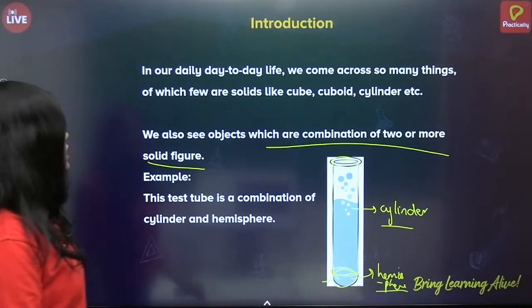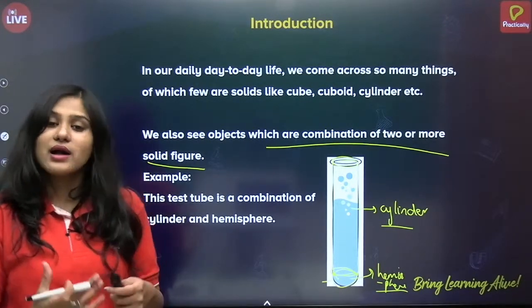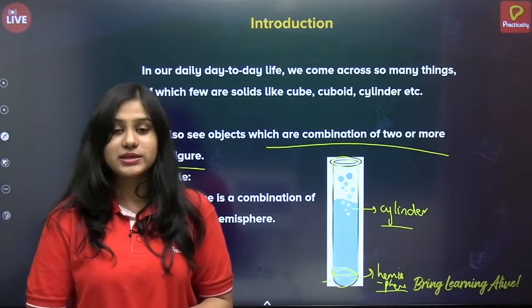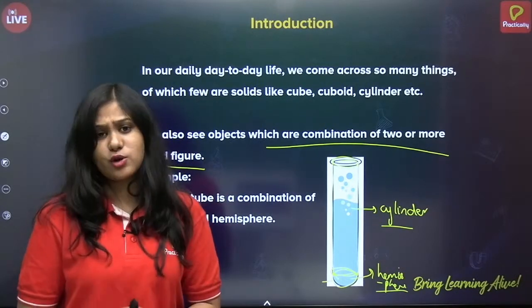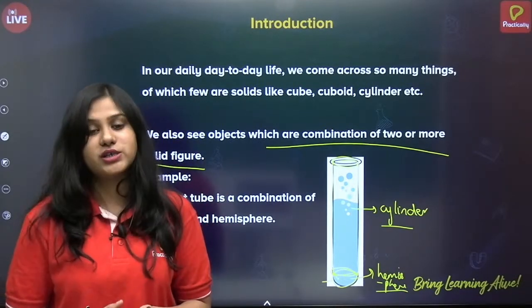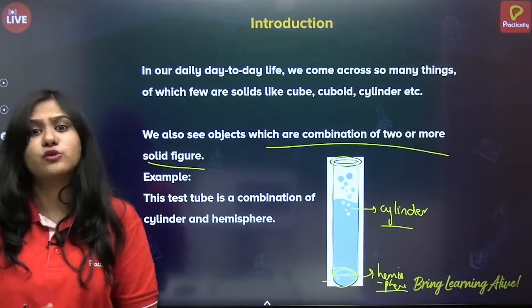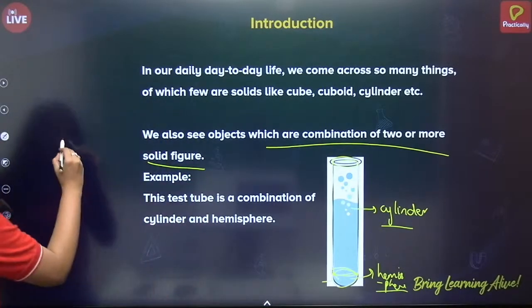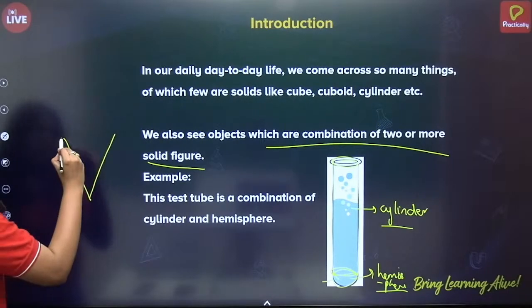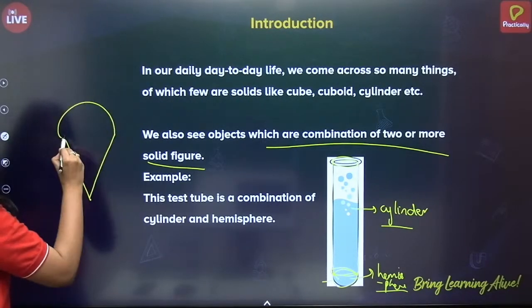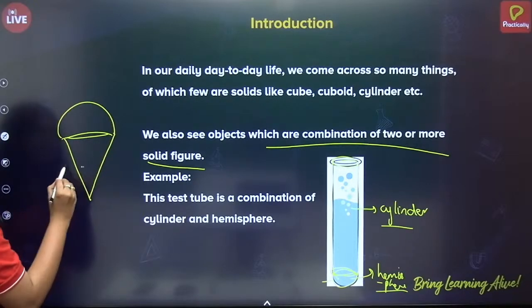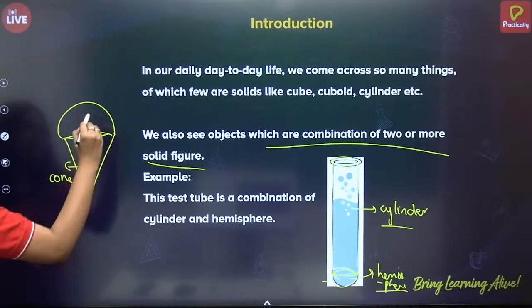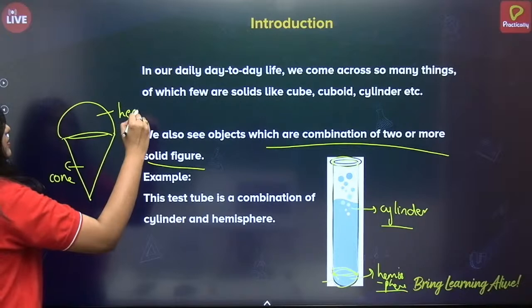Okay. So now I have asked a small question, that is, can you all name one more solid figure which you observe in your day-to-day life and it is the combination of two or more solids? I'll tell you one, ice cream. So if I just draw an ice cream, this is again the combination of cone plus hemisphere, correct?